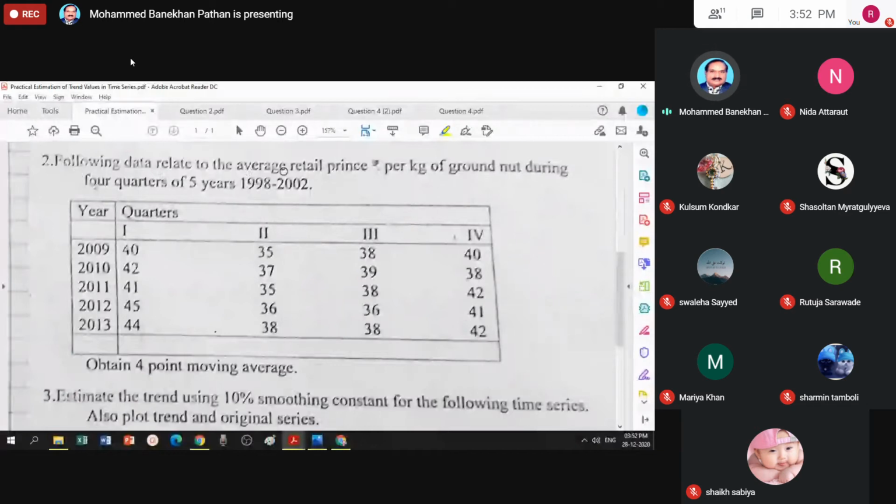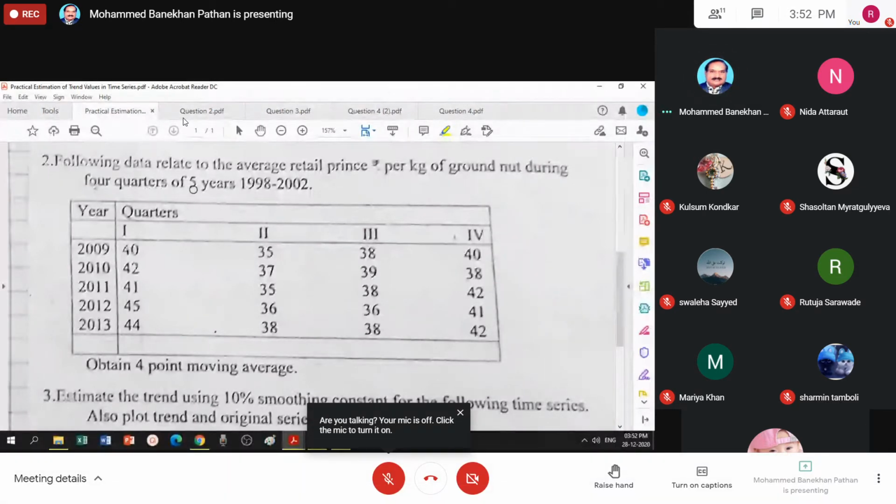Average retail price per kg of groundnut during 4 quarters of 5 years. The data starts from 2009 to 2013. By mistake, it is written the other way, so you can change it right here, 2009 till 2013. These are the prices of groundnut for 4 quarters every year, 2009, 2010 and so on.